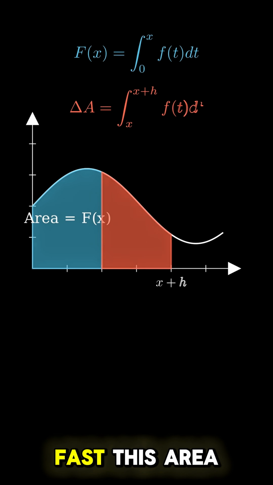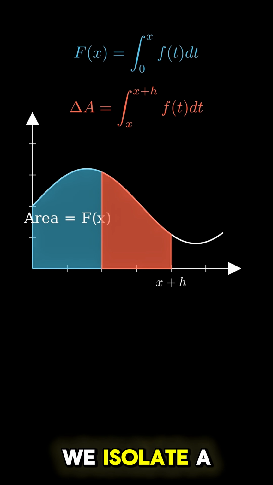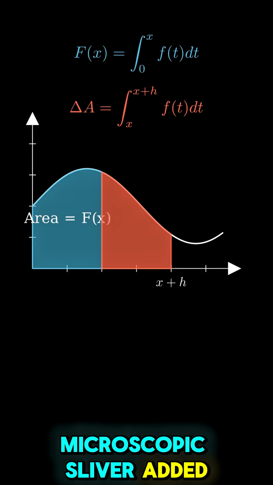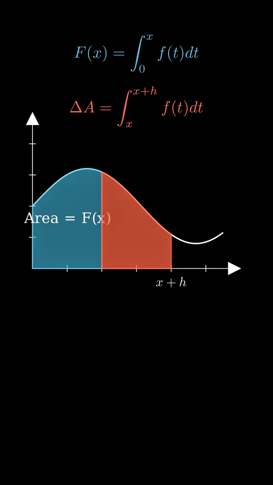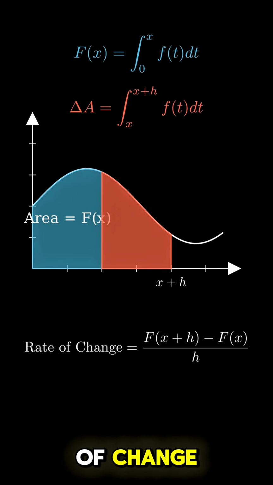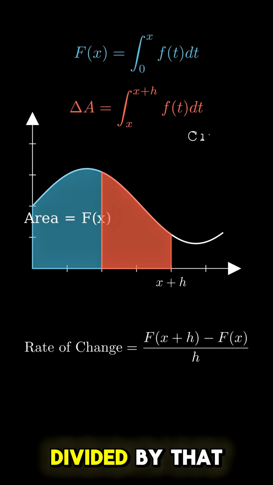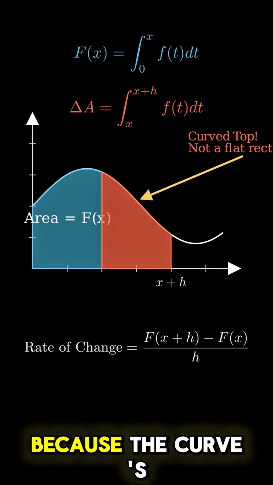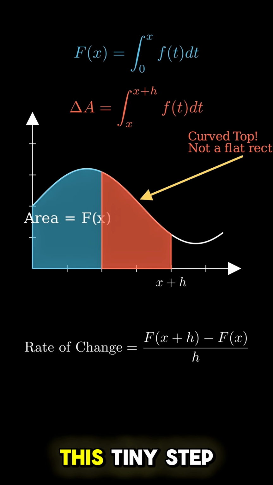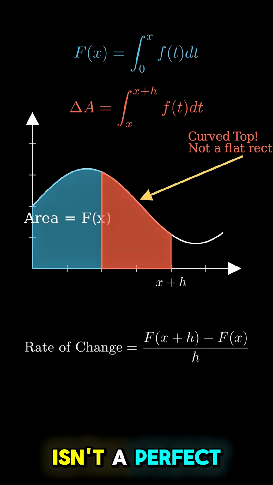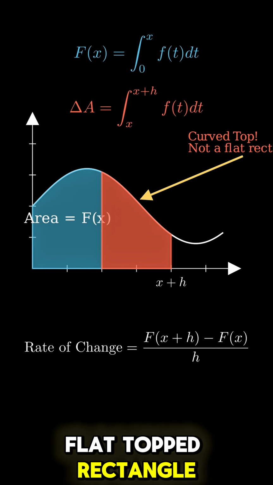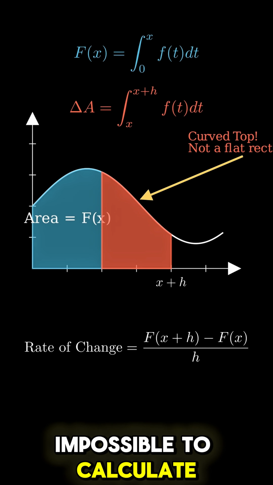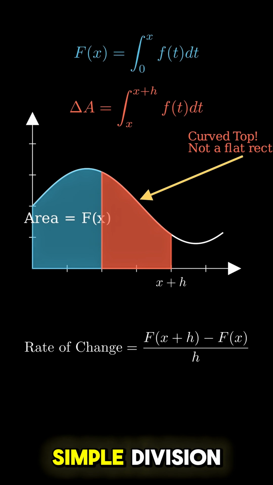To measure how fast this area is growing, we isolate a microscopic sliver added over a tiny forward step. We write out its exact rate of change as the amount of new area divided by that step's width. Because the curve's height fluctuates across this tiny step, the added area isn't a perfect flat-topped rectangle. This makes it impossible to calculate a single exact height by simple division.